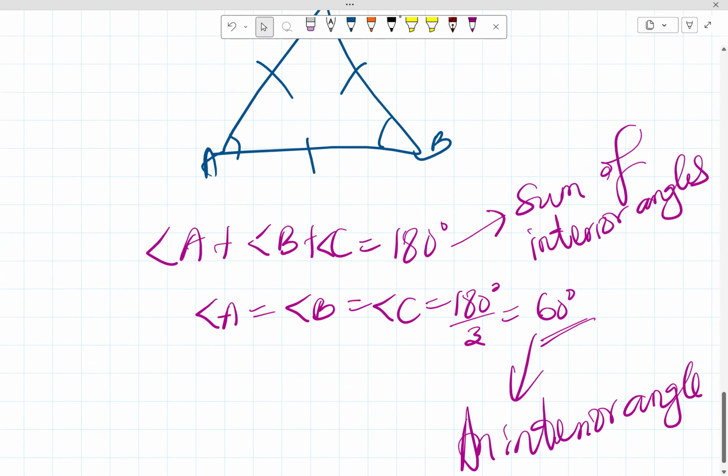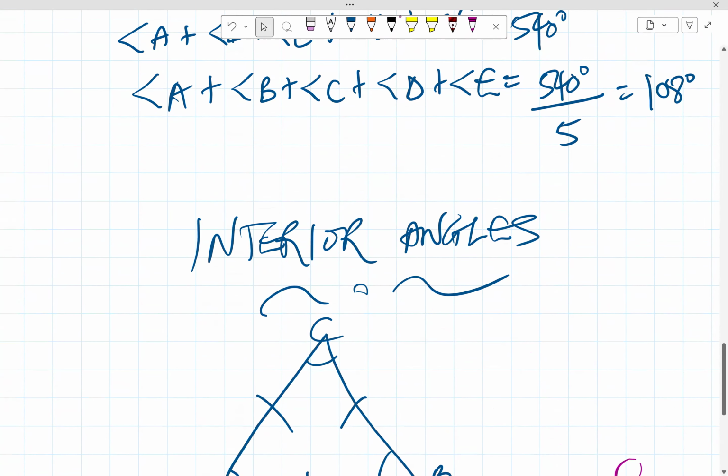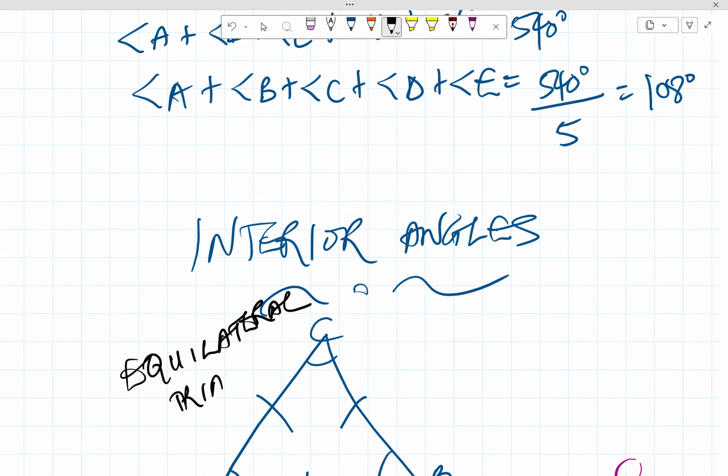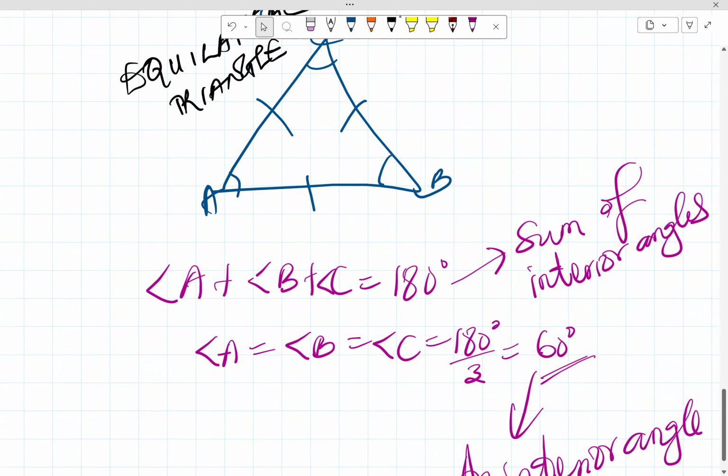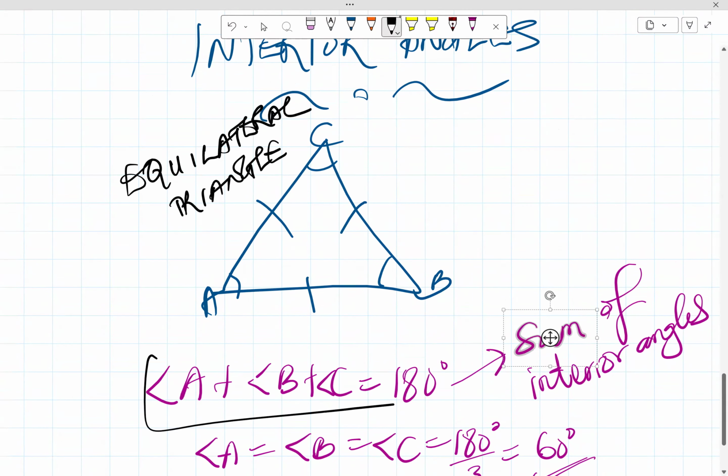Now let's come to this. This is for the equilateral triangle. So you see, this is more like the basis of the whole thing. This 180 degrees, pay attention to it.